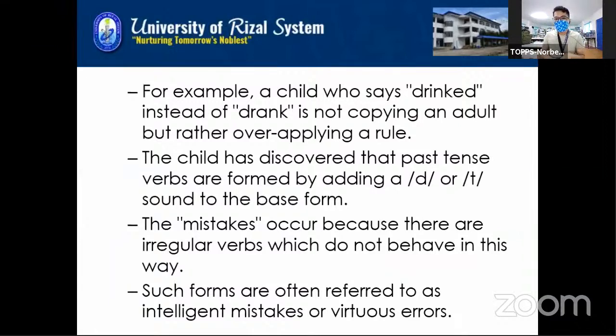Okay? So sabi rito, such forms are often referred to as intelligent mistakes or virtuous errors. Virtuous errors naman daw siya. Kasi nga naman, at least we can take note na okay, the child learned something from the teacher. That's why the child was able to apply that kind of rule that you just add S for plural nouns and S for singular verbs. They were able to do that and add D or ED for the past tense of the verb.